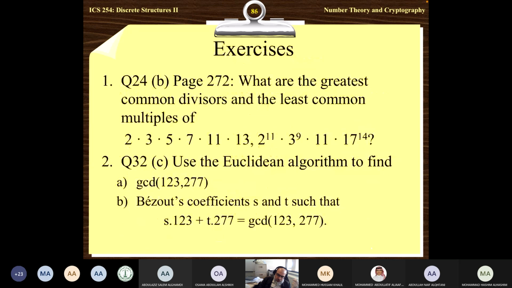So before we do visits, inshallah, we'll do it next week. Let's do these exercises. Let's start with the first exercise, and I want to see the fastest answer on Blackboard. What is the greatest common divisor and the least common multiple between these two numbers?